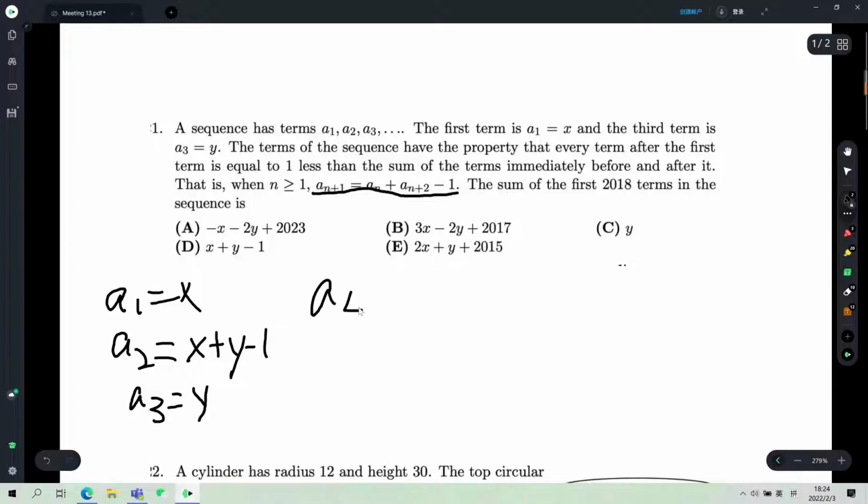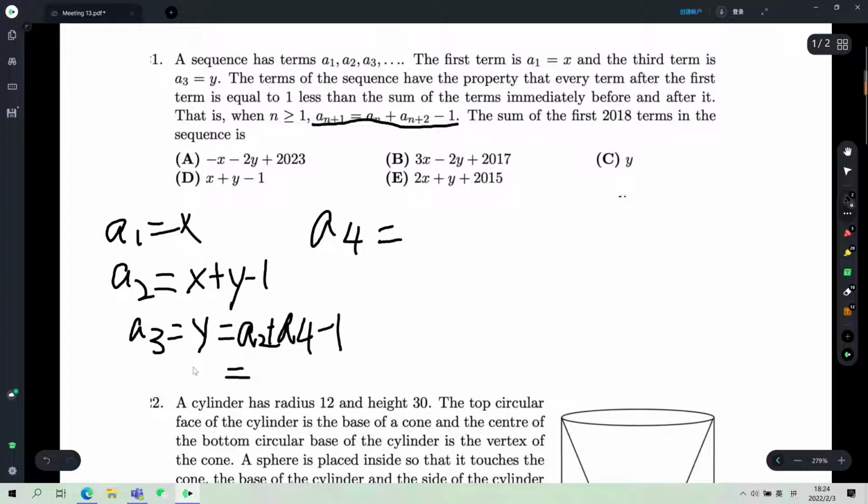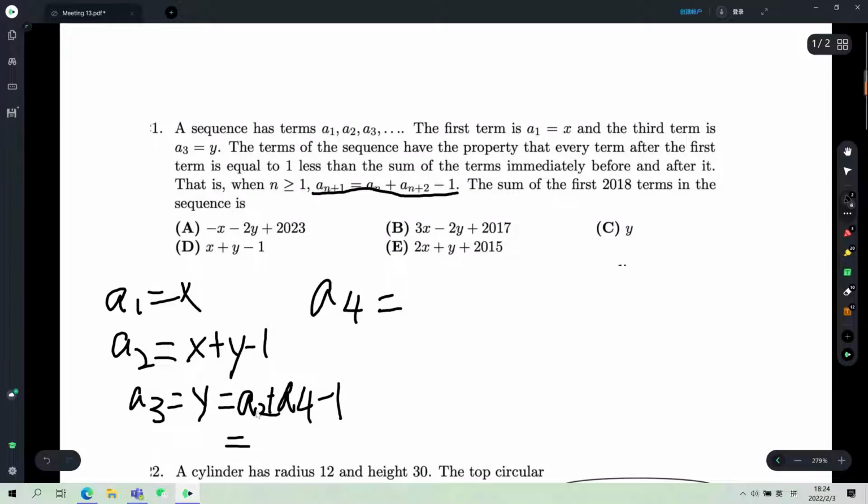So then we can know what a4 is. How do we know a4? Because a3 also equals a2 plus a4 minus 1. Therefore, a2 is x plus y minus 1, plus a4 minus 1, equals y. So we can know that a4 equals 2 minus x.